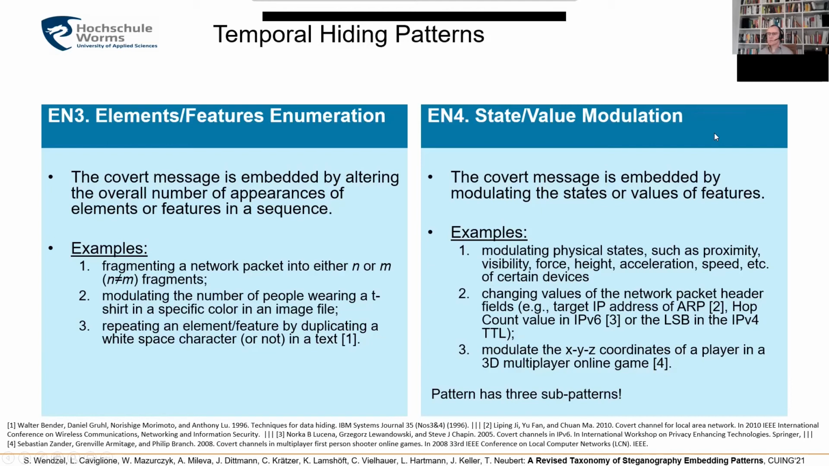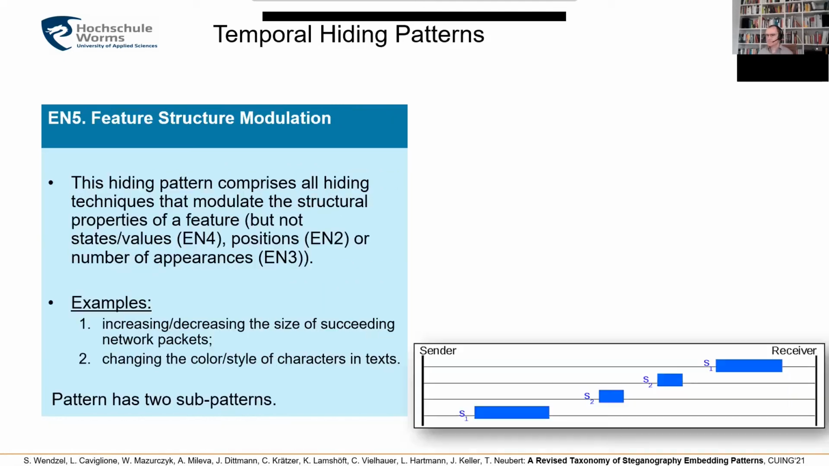For the state or value modulation, here the covered message is embedded by modulating the state or the value of such a feature. And examples are that we could modulate some physical states like proximity, visibility, height, acceleration, things like that, to embed the hidden information into this state. Works, of course, also with several header fields and network packets, or with coordinates of a player in a 3D game. And finally, the feature structure modulation pattern.